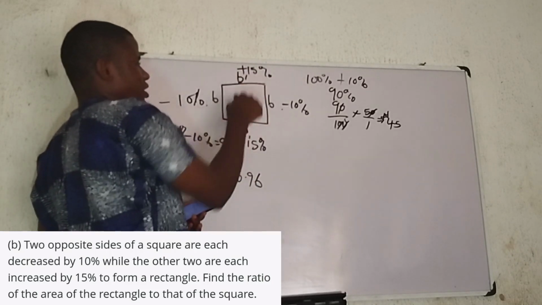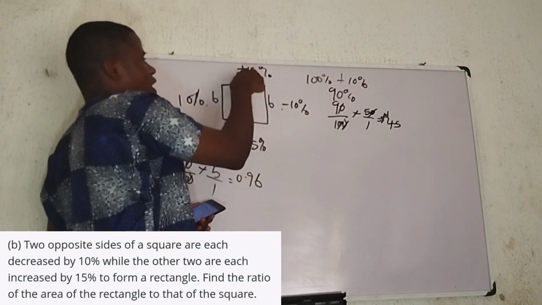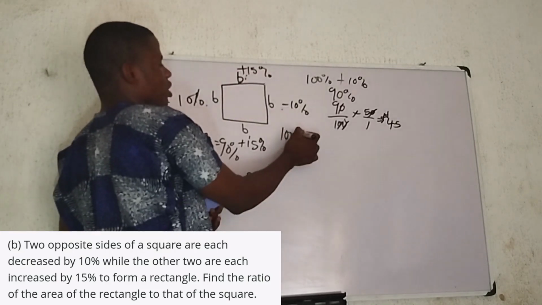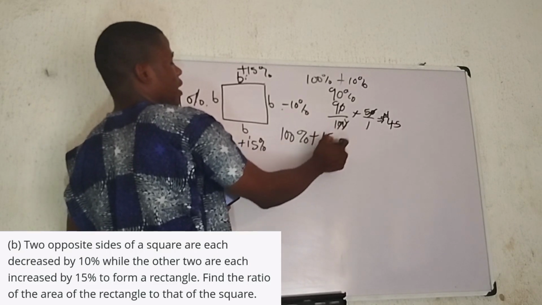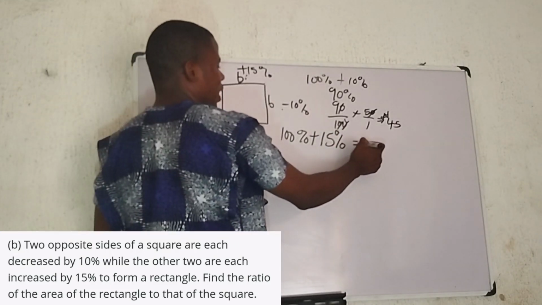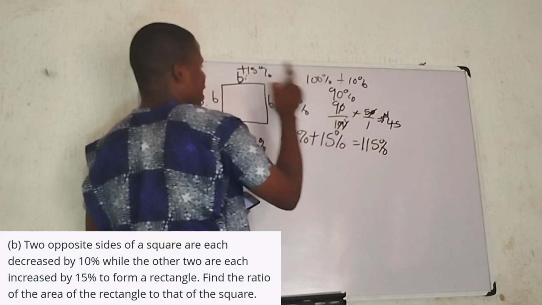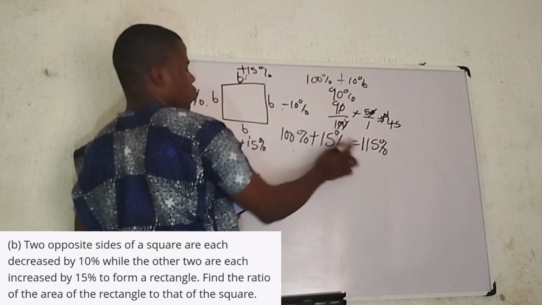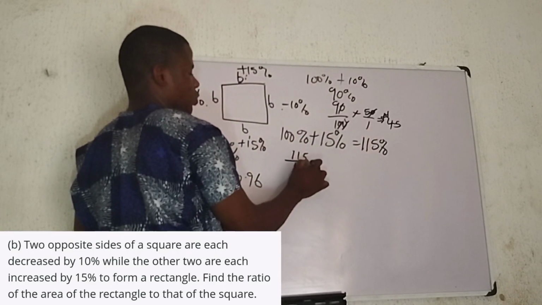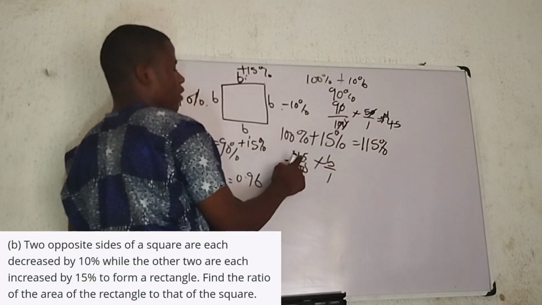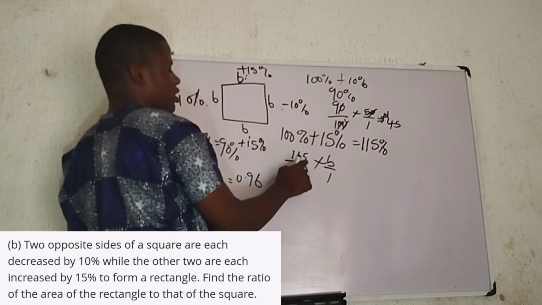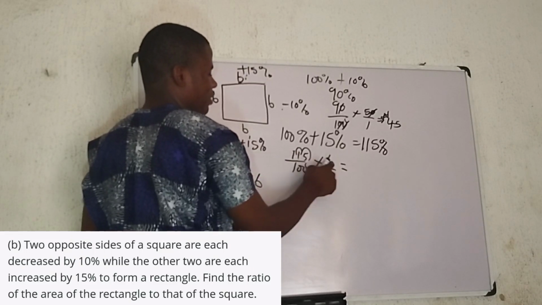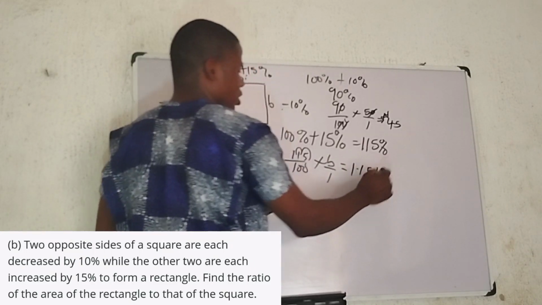Now, I will consider this length as well. Increasing this side by 15%, we assume that b is 100%. Increasing means addition, so we add 15%. Now, we're having 115 percent. We ask ourselves, what's 115% of b? 115 over 100 times b over 1. So 115 over 100, I'm having two zeros in the division, so I'll move my point backward, 1, 2. So I'm having 1.15 times b. That's 1.15b. Does it make sense?